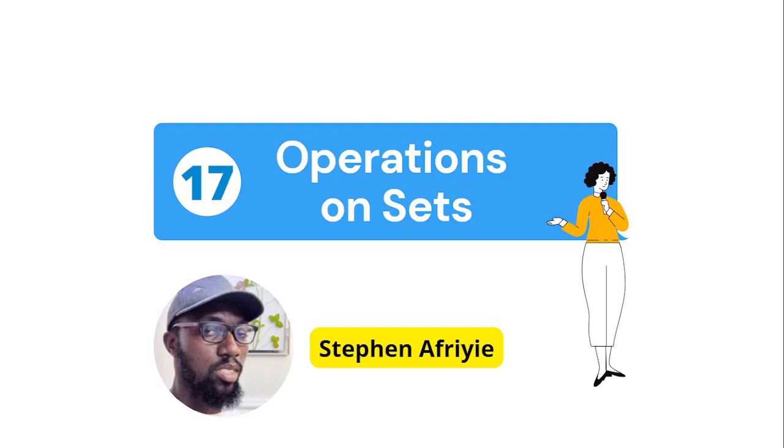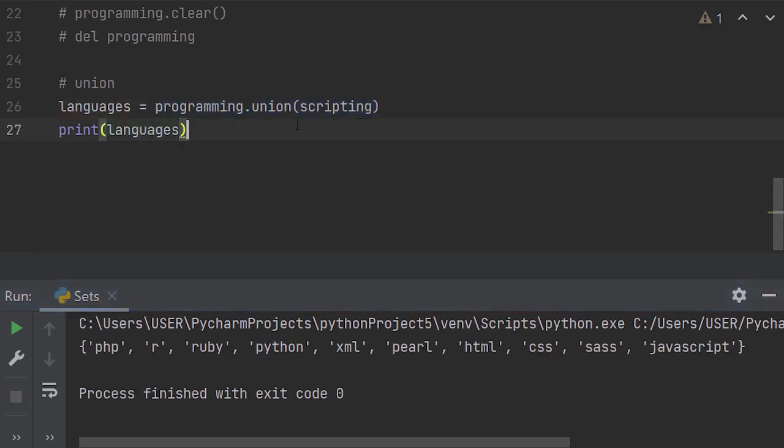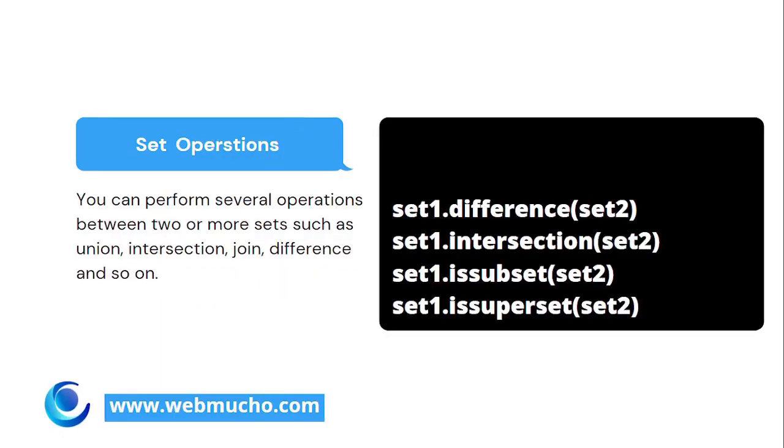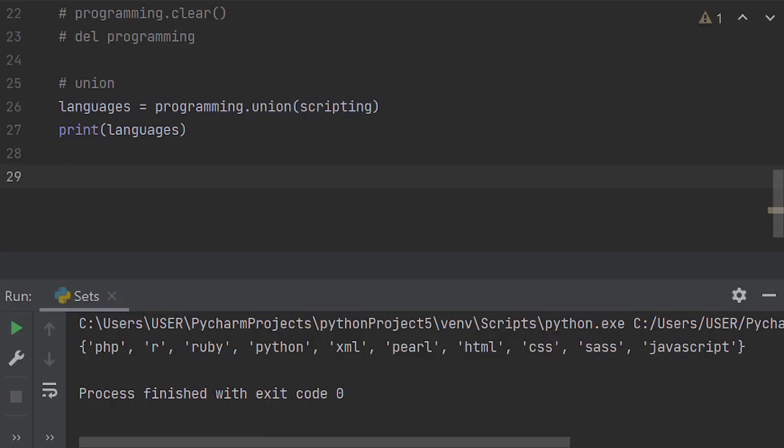In the last video, we looked at the various methods that you can perform on sets. In this video, we are taking a look at set operations. Sets are very good, especially when you are dealing with sets in maths, dealing with things like Venn diagrams, working with data where you need to compare and see the differences. So there are other operations in sets: you can find the difference, you can find the intersection, you can find whether one set is a subset of another, or one set is a superset of another. So let's quickly look at that.